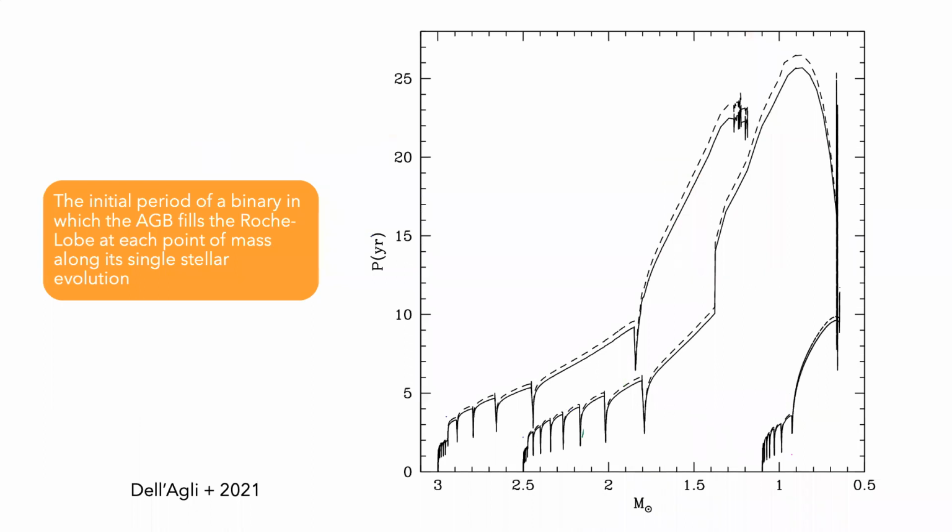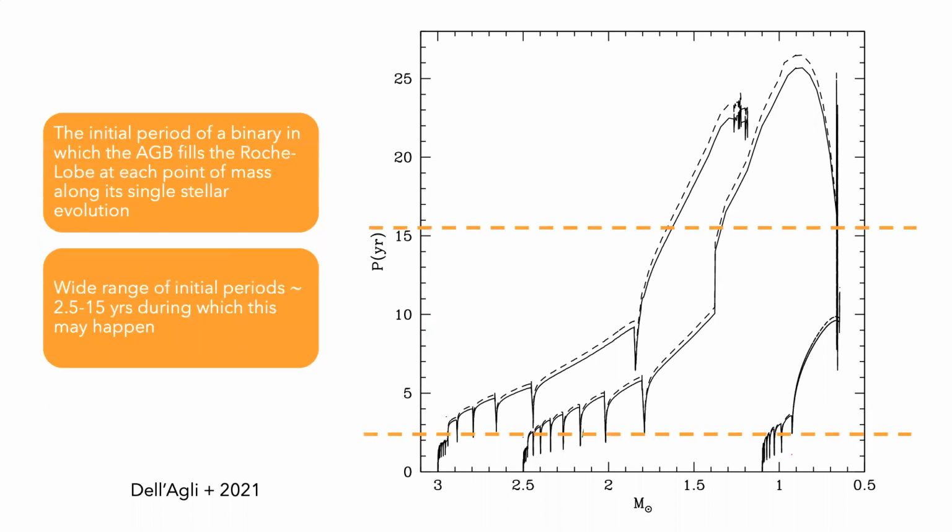And well, here we have the example of the evolution of the periods of stars of 3, 2.5, and 1.1 solar masses. This is the evolution during the AGB phase. We are showing it in terms of their mass. Since they are losing mass, time is passing in this direction, and we consider which would be the possible initial periods that can allow an interaction during the carbon star stage. And we found that actually this is not a small range of years. We have between 2.5 and 15 years range where this could occur.